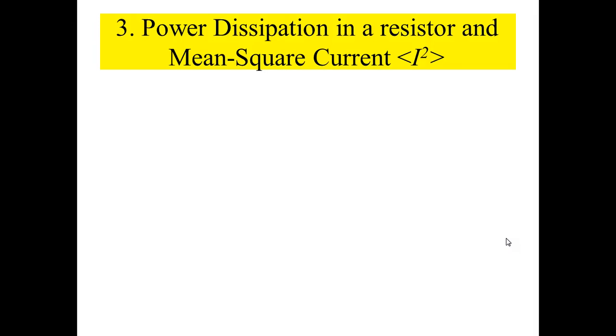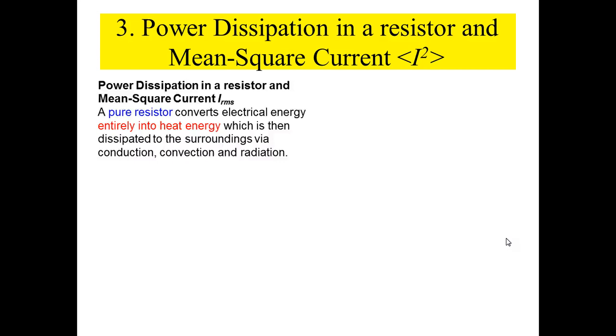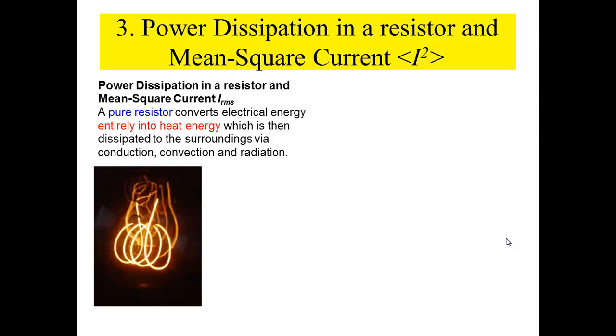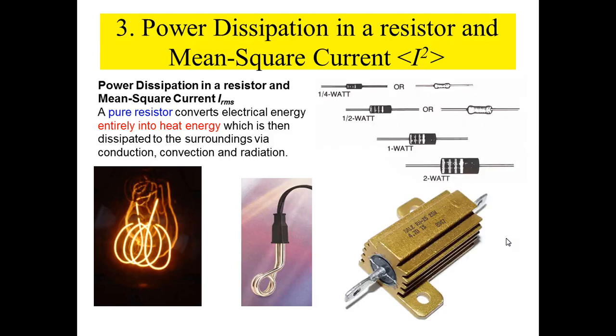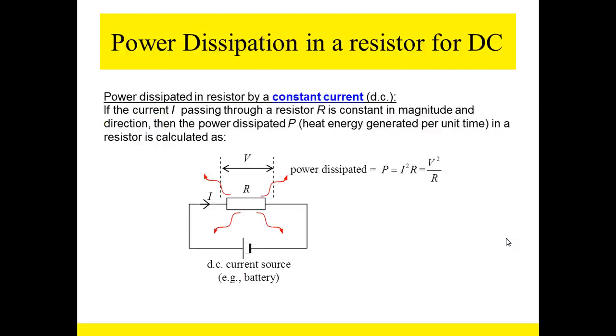Let's now talk about power dissipation in the resistor and the mean square current. A pure resistor converts electrical energy into heat energy. This can happen in the form of a light bulb, electrical heater, or just a pure resistor. Now, if you consider the power dissipation in a resistor by a constant current, a DC, we know that power dissipated is simply given by P equals I squared R, or P equals V squared over R. The energy provided by the battery becomes heat and dissipates as heat away from the resistor.